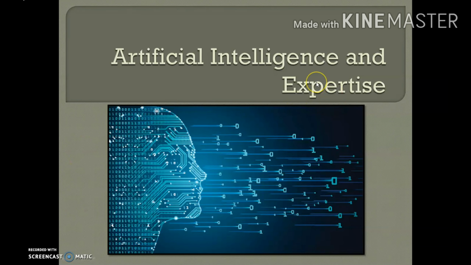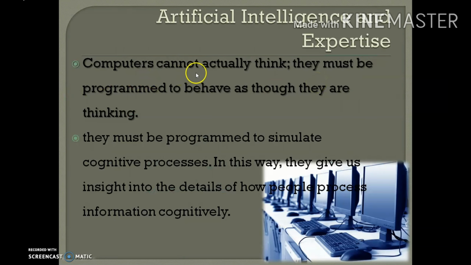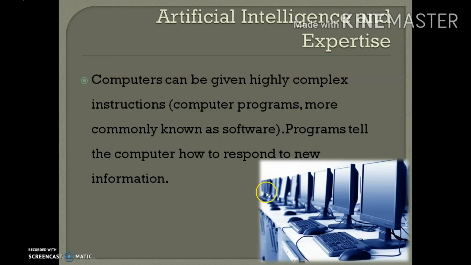Now, artificial intelligence and expertise. Computers cannot actually think, they must be programmed to behave as though they are thinking. And they must be programmed to simulate cognitive processes. In this way, they give us insight into the details of how people process information cognitively. So, computers can be given highly complex instructions. Computer programs, more commonly known as software, tell the computer how to respond to new information.